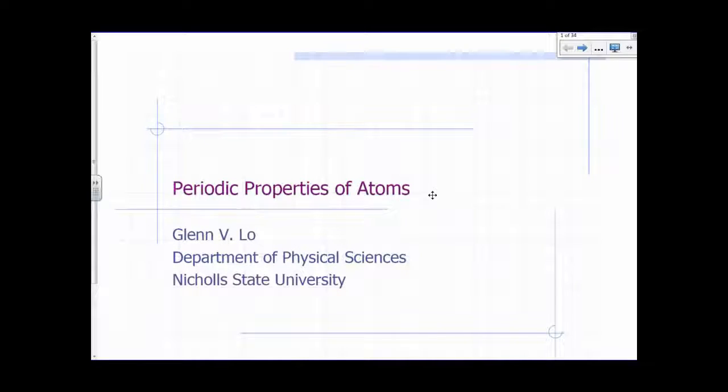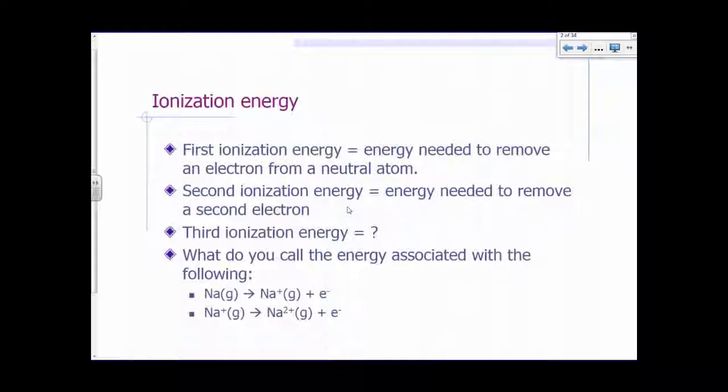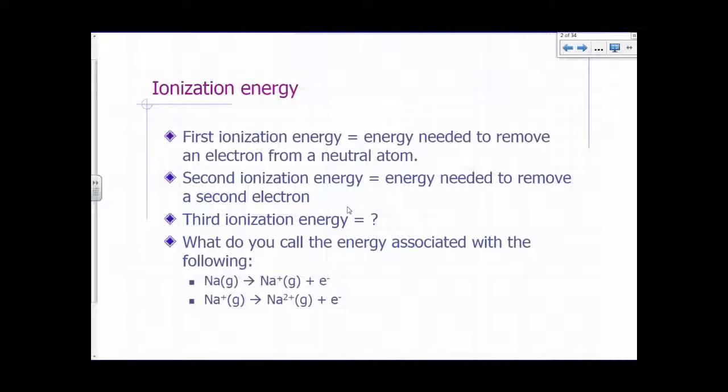Alright. What we're going to do in this lesson is talk about properties of atoms, and we're going to try to correlate trends in properties of atoms with their location in the periodic table and with their electron configuration. Alright. First, let's talk about ionization energy.